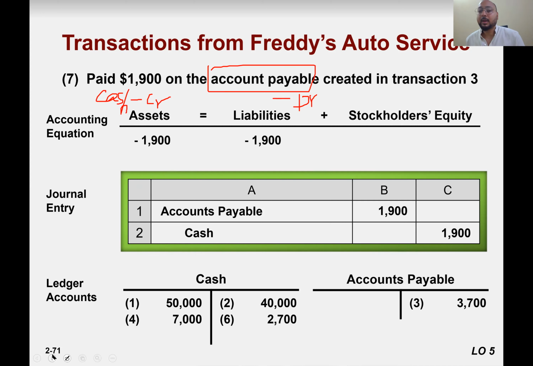Right? And then we just have to post it. Accounts payable we already opened in transaction 3 and now just post it. So accounts payable is debited 1900, so we write it down here. And cash is credited with 1900, so we write it down on the credit side here as well. So you see, clear everything?